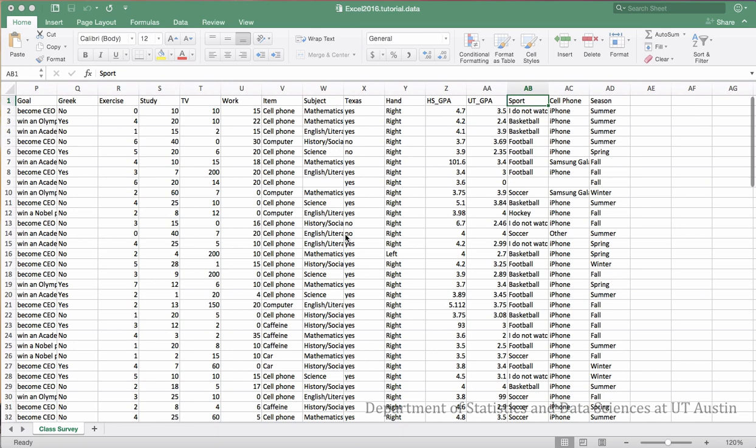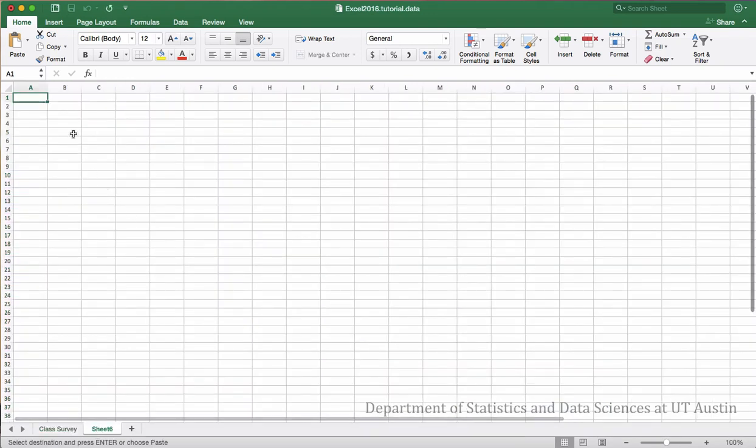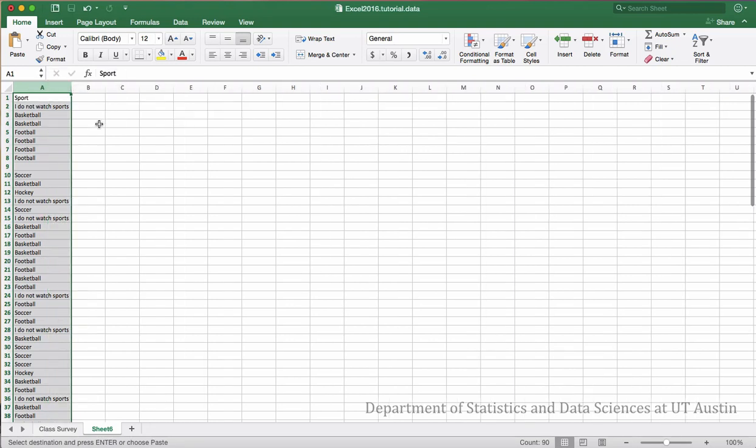This will be a tutorial on the one proportion z-test in Excel 2016. First, we will select our variable of interest, sport, and we will copy and paste it into a new worksheet. Then, we will summarize this data using a pivot table to create a frequency distribution table of the variable sport.